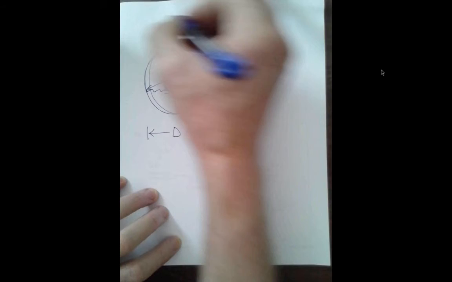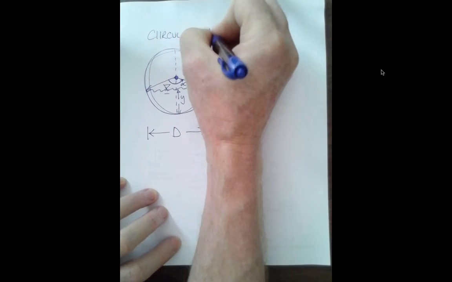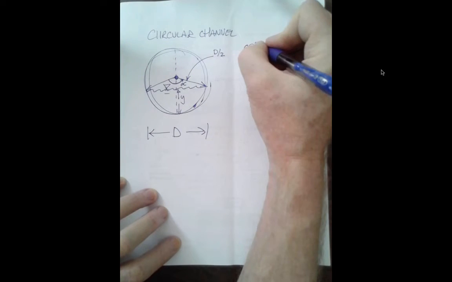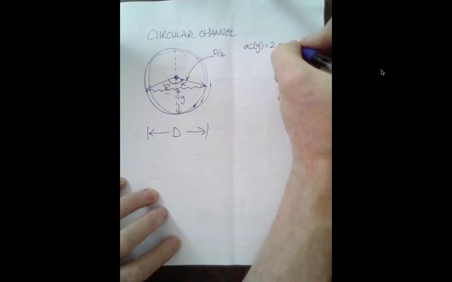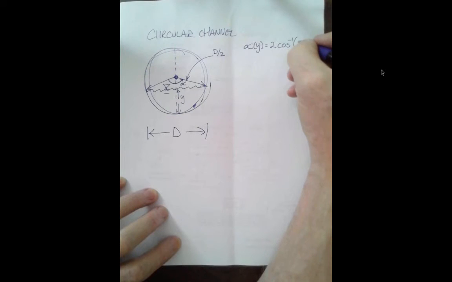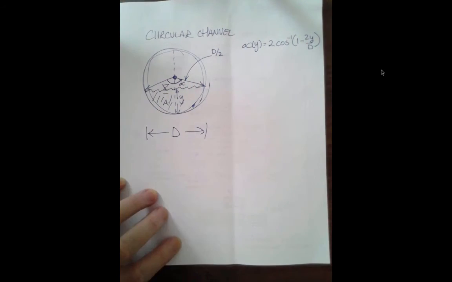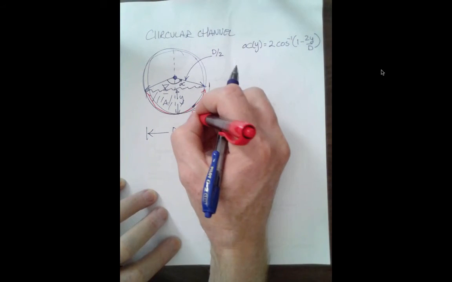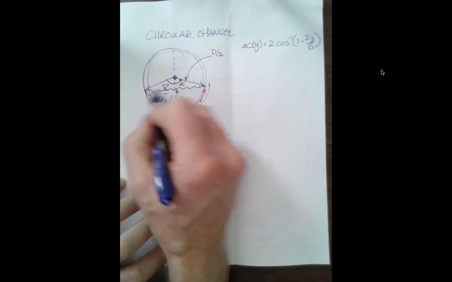So, without proof, for the circular channel we can express the angle as a function of y: alpha is equal to 2 times the arc cosine of 1 minus 2y over the diameter. Here's my area. Here's my wetted perimeter. And then we have this top width here, which is from that triangle.